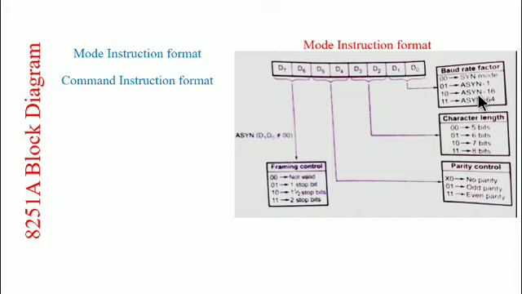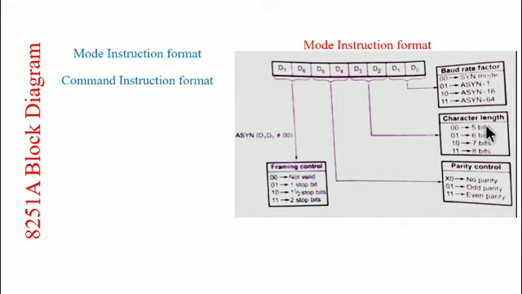When it is 00, it is under the synchronous mode. When it is 11, it is under the asynchronous mode. So these are the first information. And when you go for D2 to D3, it is a character length. That is, we can have 5-bit, 6-bit, 7-bit and 8-bit. 00 means 5-bit and 11 means 8-bit.